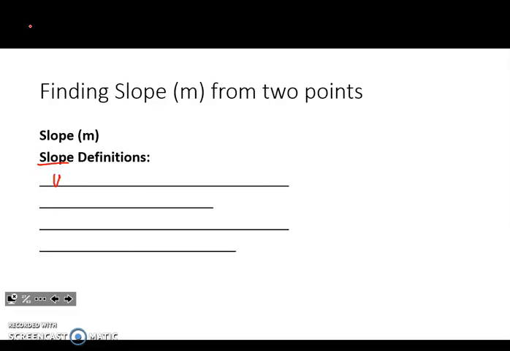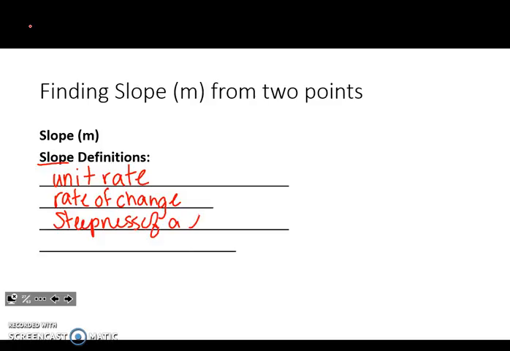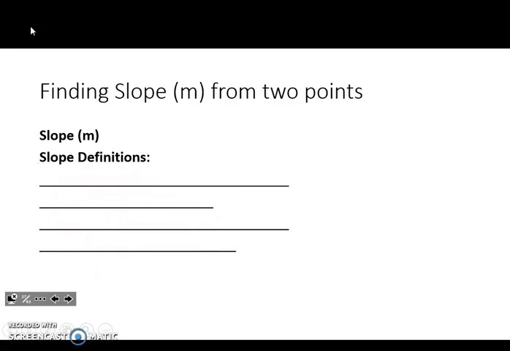So another one is unit rate, rate of change, steepness of a line, and rise over run. So we have 5 different things that we can call slope. So anytime you hear one of these 5, we're talking about the same number. We're talking about the same part of our unit.